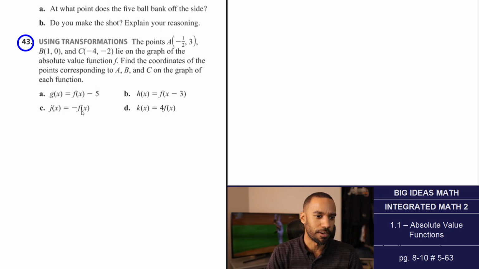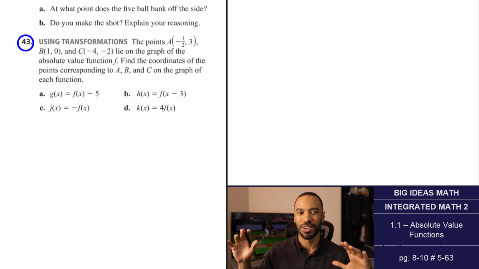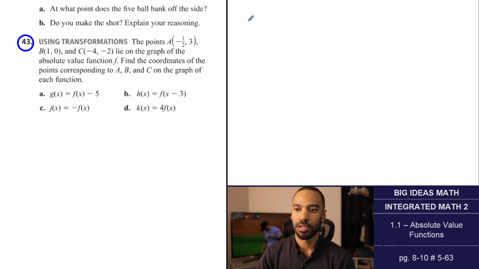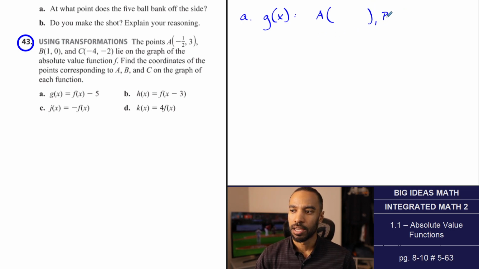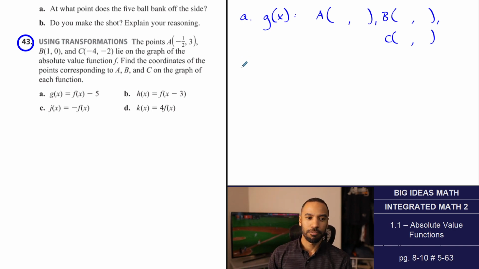So f is the function, and it's used in all these equations. So we are rewriting A, B, and C's new points based on the new equation that we have. On letter A, g of x is going to have a different A, B, and C than part B's h of x, and things like that. Whatever's happening to f.